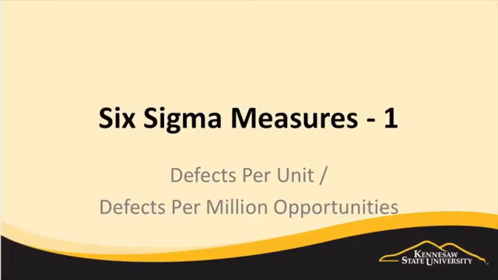This is the first of two presentations on Six Sigma measures in this course. These are two common Six Sigma measures, defects per unit and defects per million opportunities.